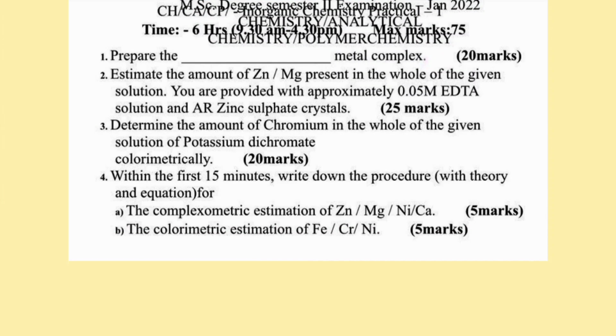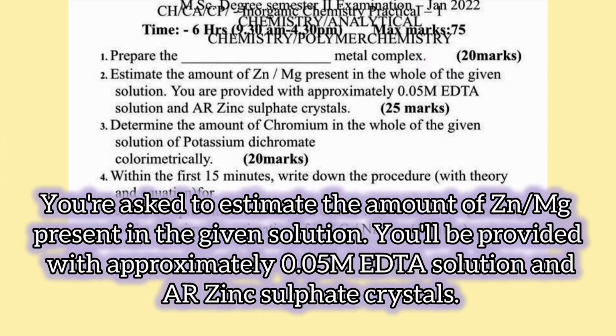Next question. You're asked to estimate the amount of Zn present in the given solution. You'll be provided with approximately 0.05 M EDTA solution and zinc sulfate crystals. This question carries 25 marks.